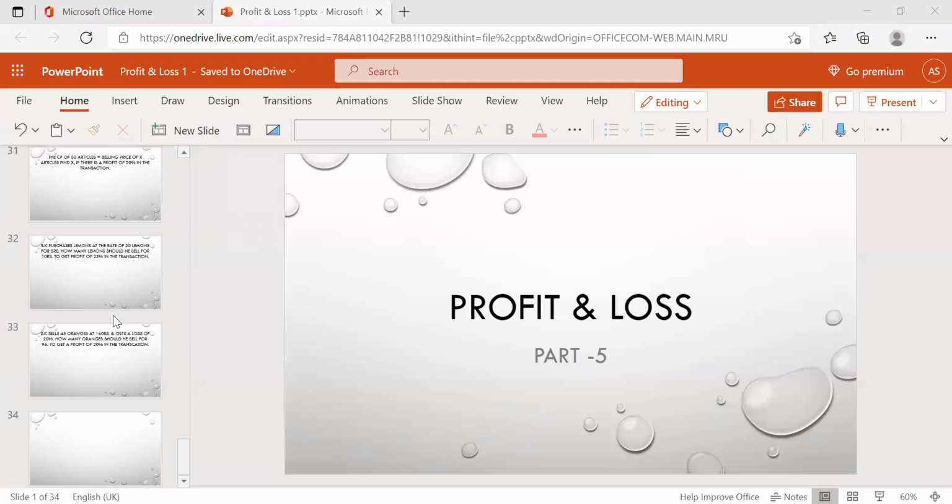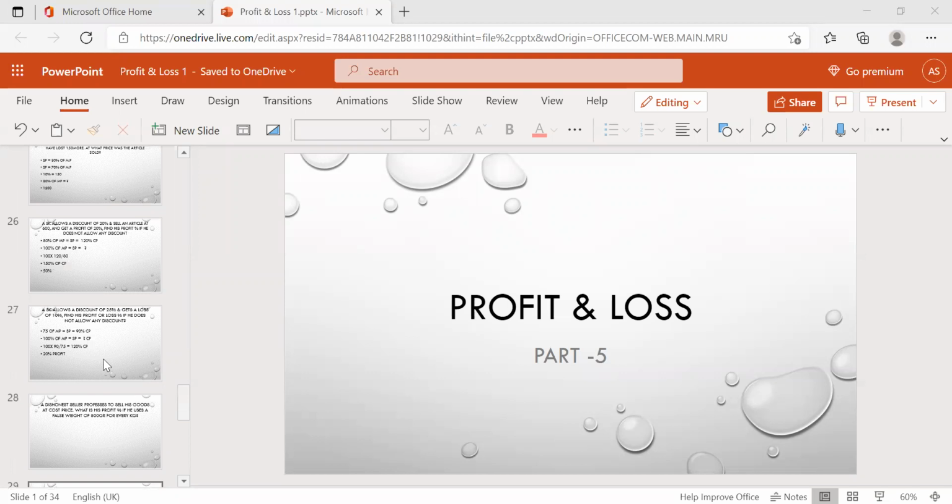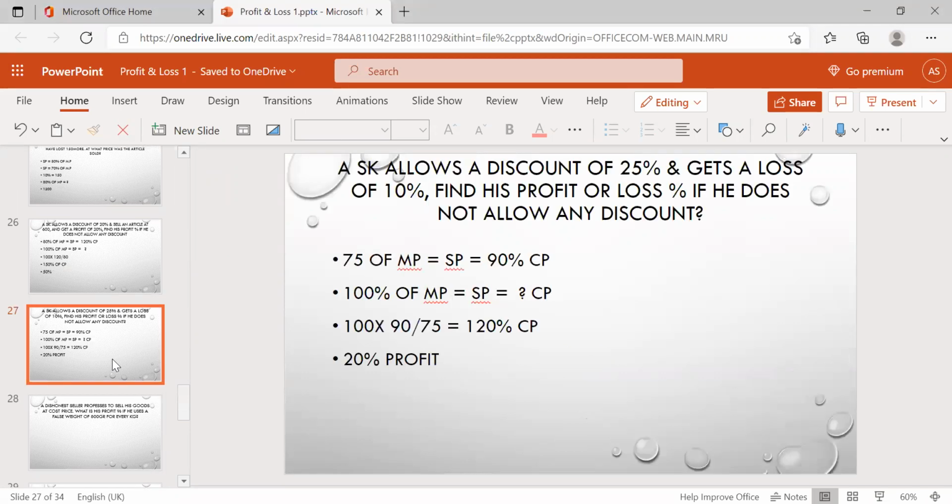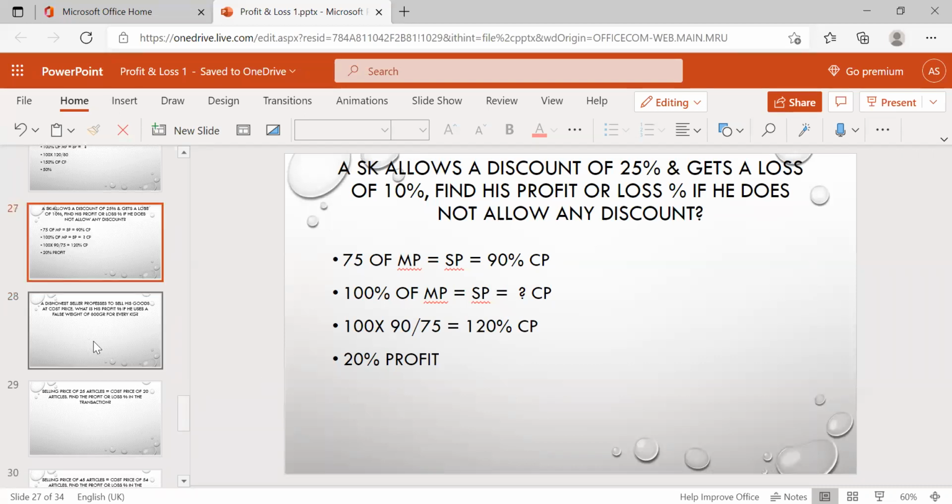What we discussed in last class. I think this was the last problem in last class. Discount 25% and get loss 10%. Find the profit and loss percent. If he does not allow the discount. I think we solved this one also. Now check this.